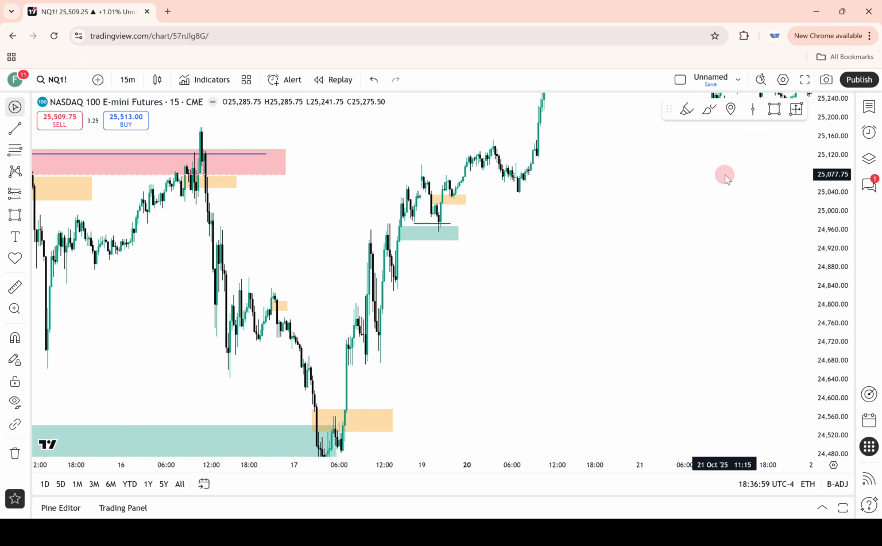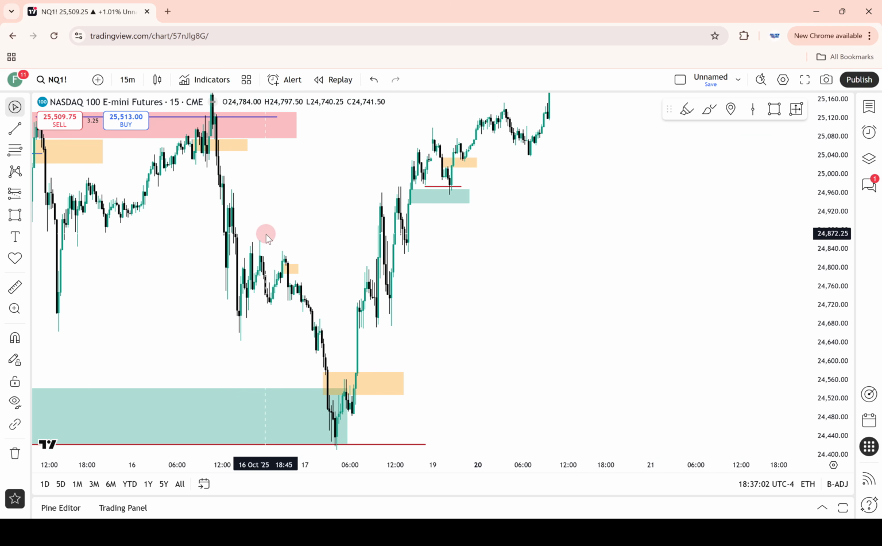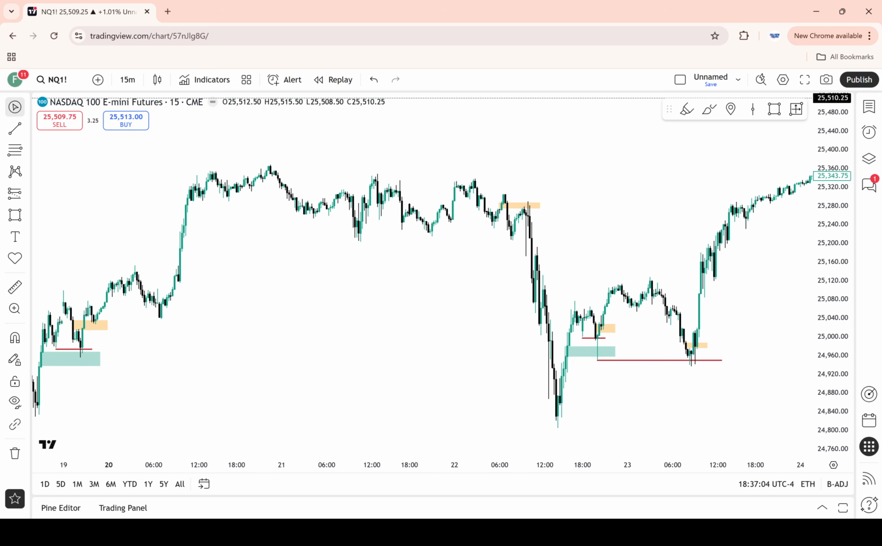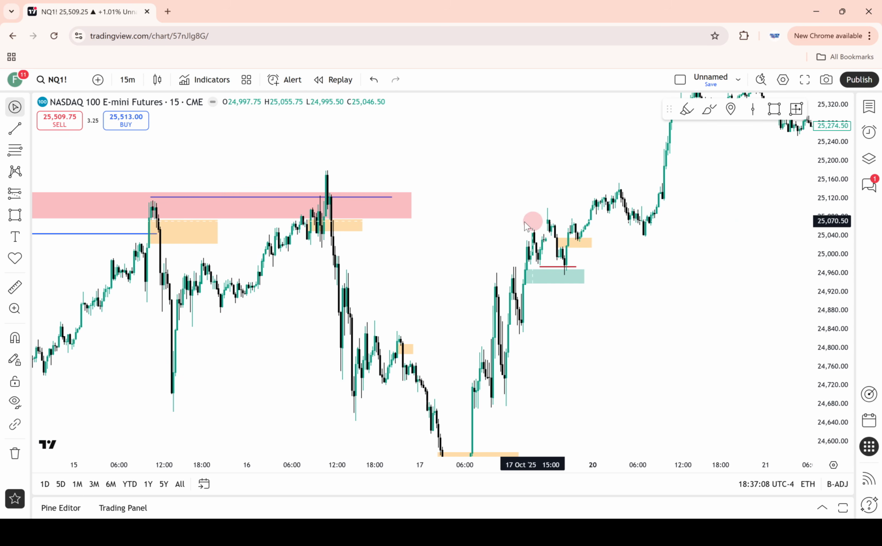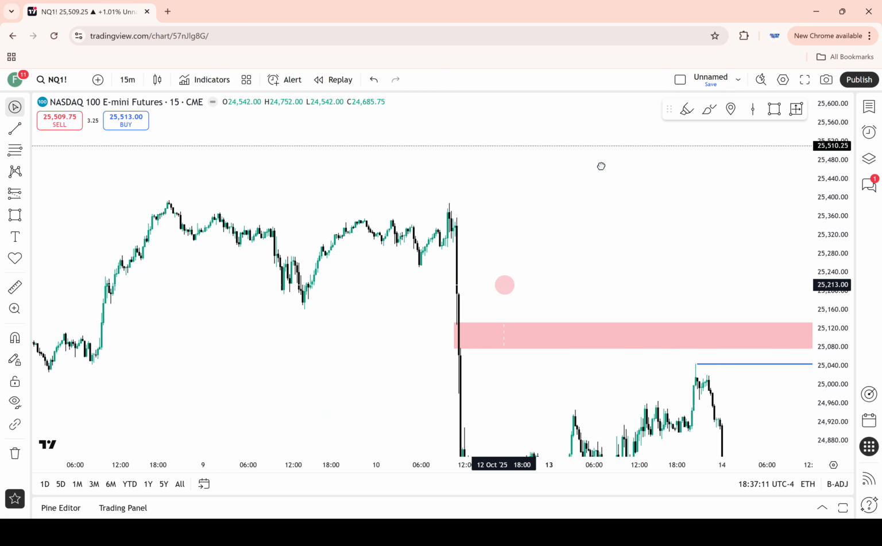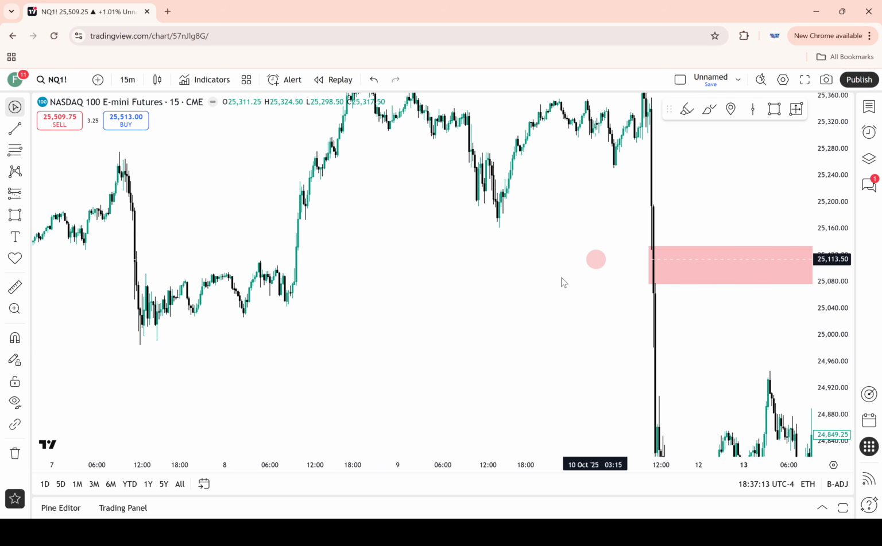And that's what a lot of people fail to recognize. A lot of people straight away jump into the PDRAs, they jump into the entry model, and they forget to look at market structure. They forget to look at these other concepts that are really, really important. And again, this is on the 15-minute chart, right? But you're going to see this in all time frames.